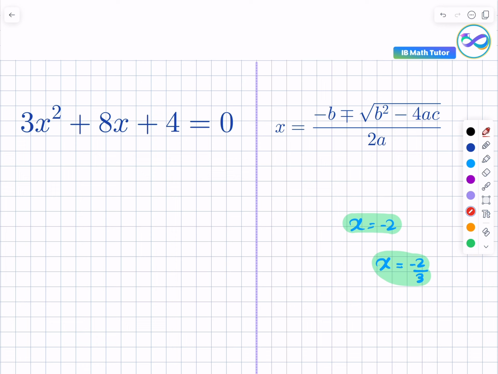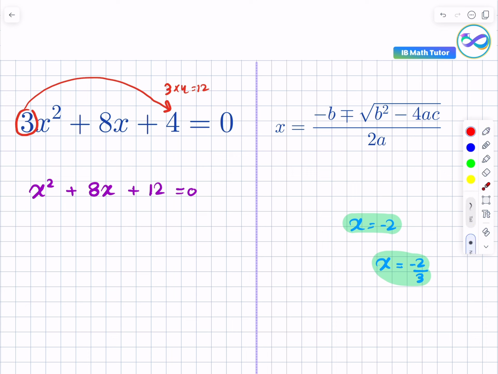The method is this. First, we multiply this number here, the coefficient of x squared, by the constant term, which is here 4. And 3 by 4 is equal to 12. Then we write the equation like this: x squared plus 8x as it is, plus 4 by 3, 12, equals 0. So as we see here, we have a different and simpler quadratic equation that's easily factorized.